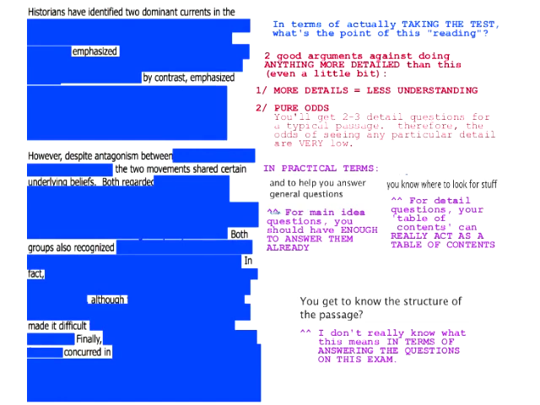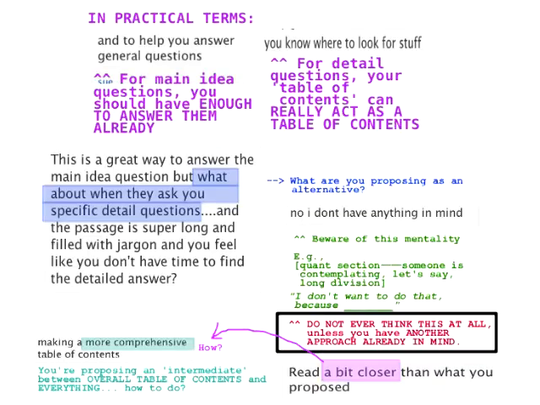All right. So now let's talk about question types. In practical terms, let's talk about main idea questions. Here's the passage again. Let's say you get a main idea question. I'm going to put one on the board here in a sec. What do you think? Using your polling tools, give me an A if you think the answer choices will help you answer the question.